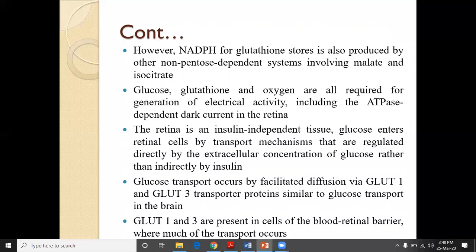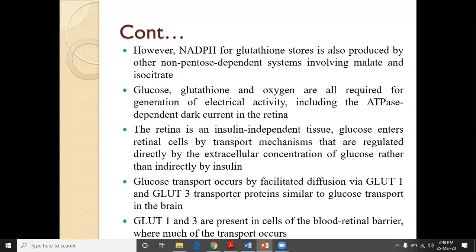The retina is an insulin dependent tissue. One more important point here. So retina is an insulin dependent tissue. The glucose enters the retinal cells by transport mechanisms that are regulated directly by the extracellular concentration of the glucose rather than indirectly by the insulin. So that is the most important part. So they regulate the concentration of the glucose in the cells.